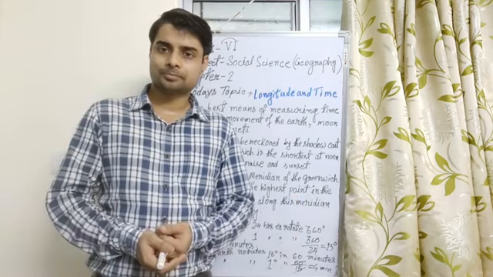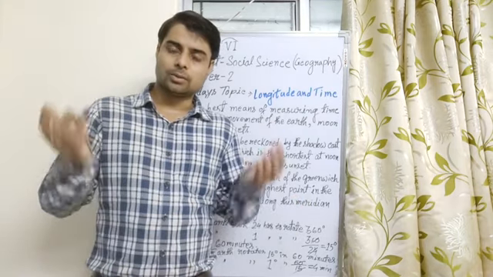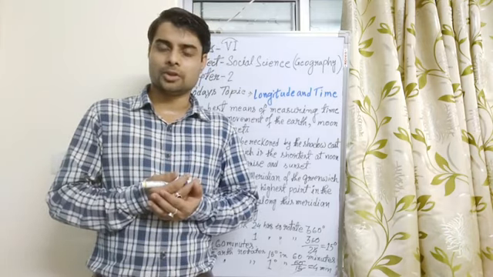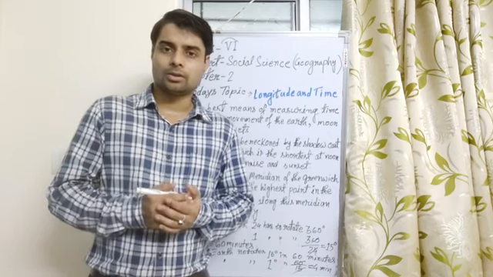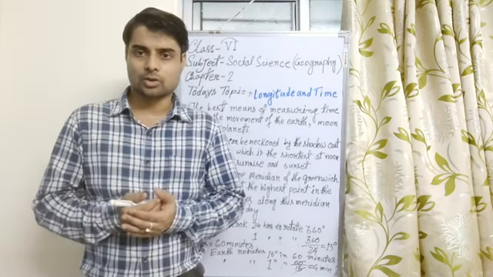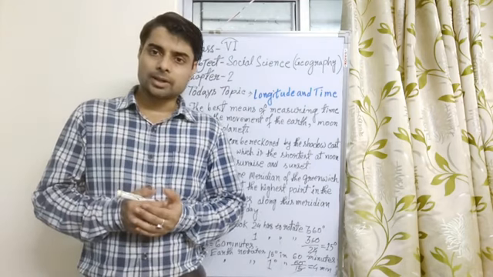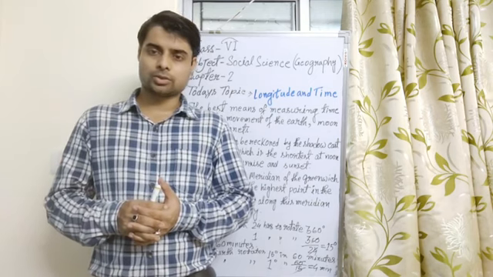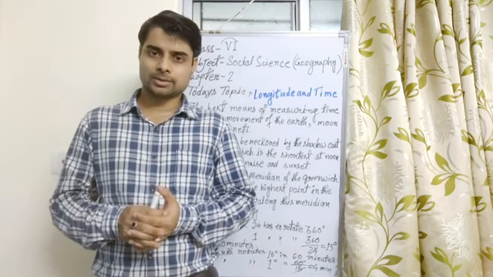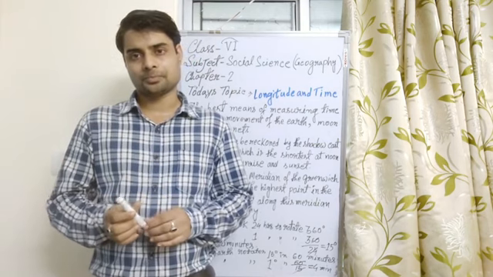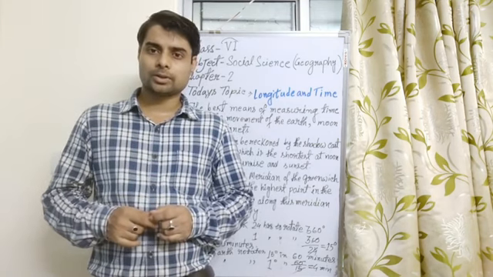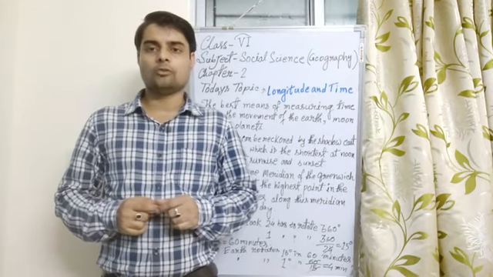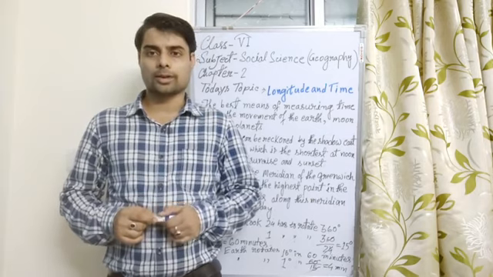In a similar way, we can calculate the times of all the longitudes over the globe, the total 360 longitudes. Then what will be the time at 180 degree east or west longitude? Yes, it is 12 a.m. at night.